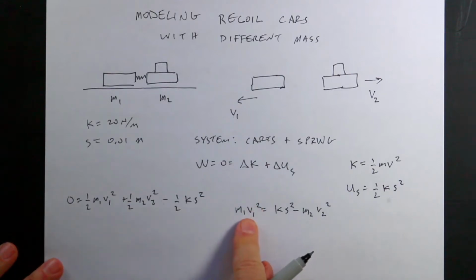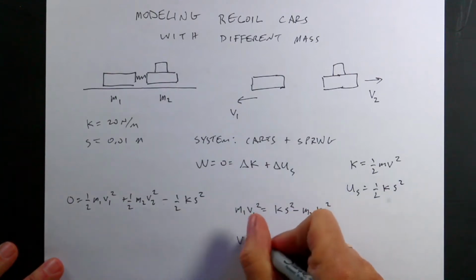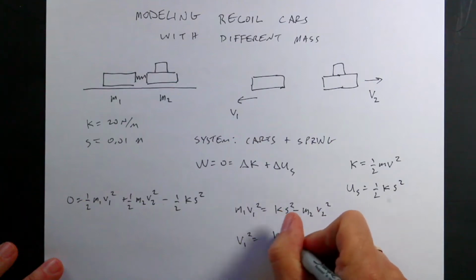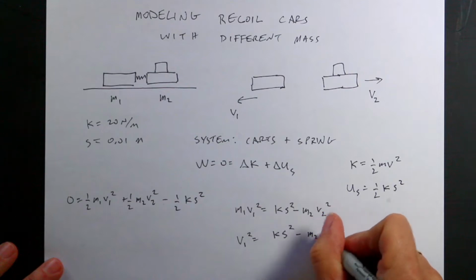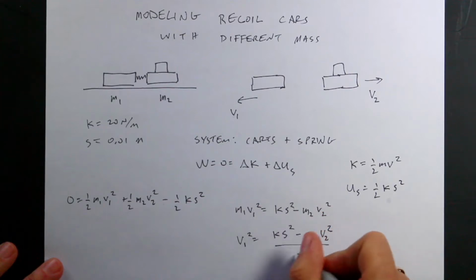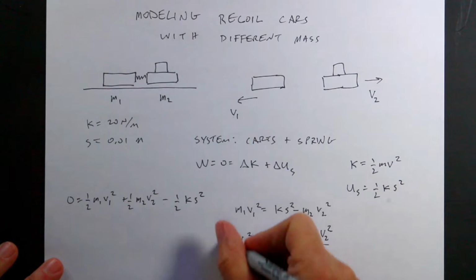Now I'll just divide by m1, and I get v1 squared is ks squared minus m2 v2 squared, all of that over m1. Okay, so that's good.